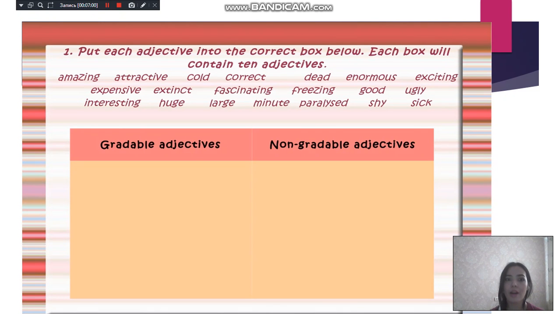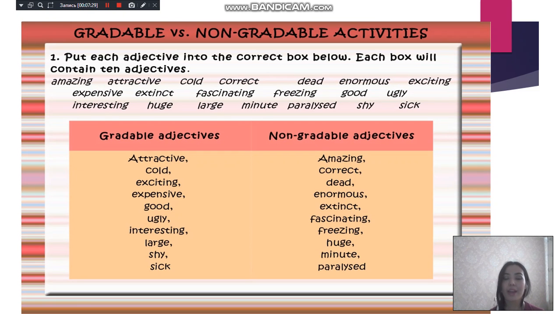Now, as you see here, I have prepared for you 20 adjectives. Your task is to write them in the correct column. In each column you have to write 10 adjectives, gradable and non-gradable. You have a little time to do it. Now let's check whether you were right or not. Attractive, cold, exciting, expensive, good, ugly, interesting, large, shy, and sick. These are 10 gradable adjectives. Now let's look at non-gradable adjectives. Amazing, correct, dead, enormous, extinct, fascinating, freezing, huge, minute, paralyzed.